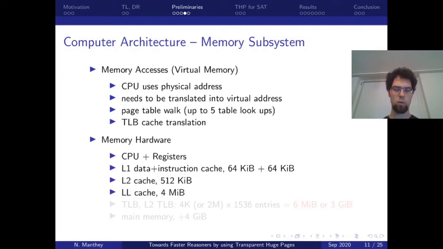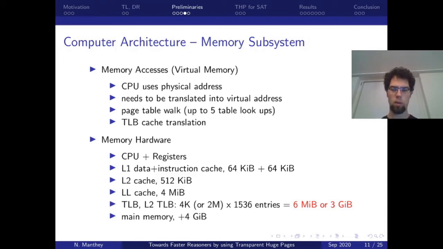From a size point of view, there's the CPU and registers, then there's L1 data and instruction caches with around 64 kilobytes, then there's an L2 cache which has half a megabyte usually, and some CPUs nowadays also have a last level cache, which is level 3 cache here with about 4 megabytes. And then there is a TLB, also in several levels, which has entries for 4K pages or for the larger huge pages of 2 megabytes.